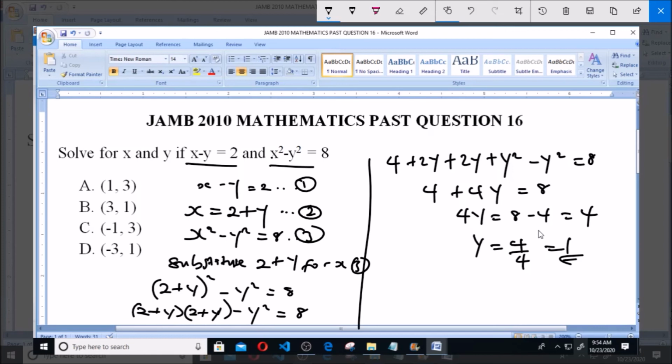That is x comma y is equal to 3 comma 1, and that is option B.